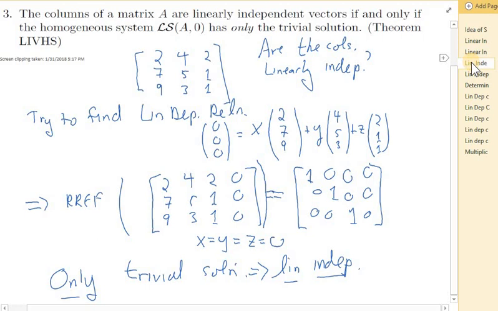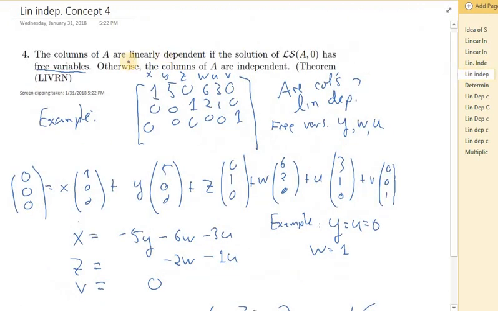Okay, let's look at another example where there are free variables. All right, here's an example of a REF with free variables. Your free variables are y, w, and u.